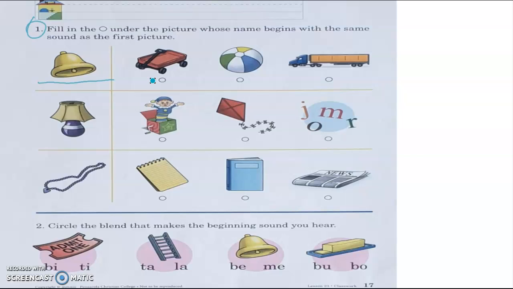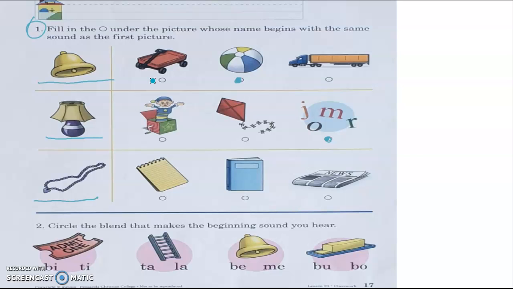So here we have a wagon, ball, and truck. So which one starts with the b sound? Good, the ball. All right, here we have an oil lamp. Oil lamp. Which one is going to start with the same beginning sound of oil? We have a jack in the box, a kite, or letters. Good, letters.